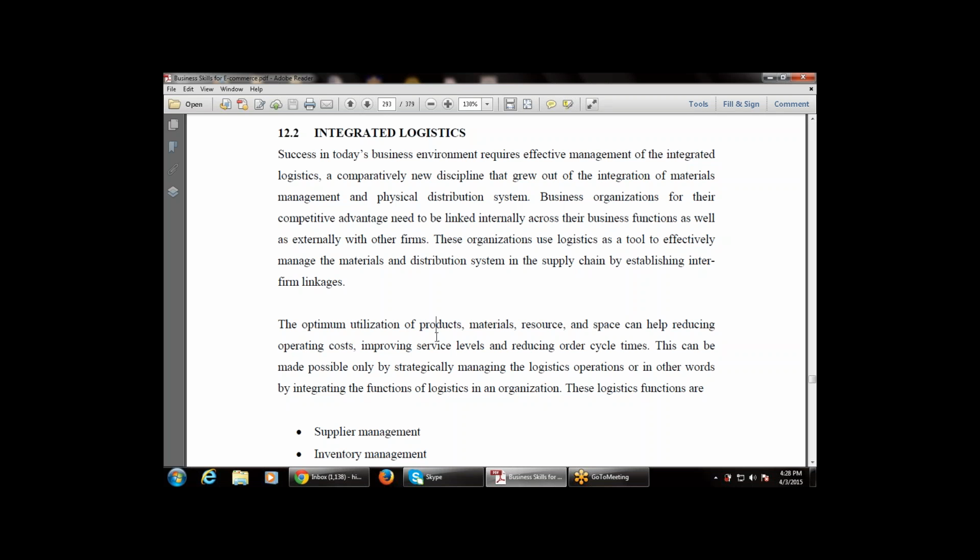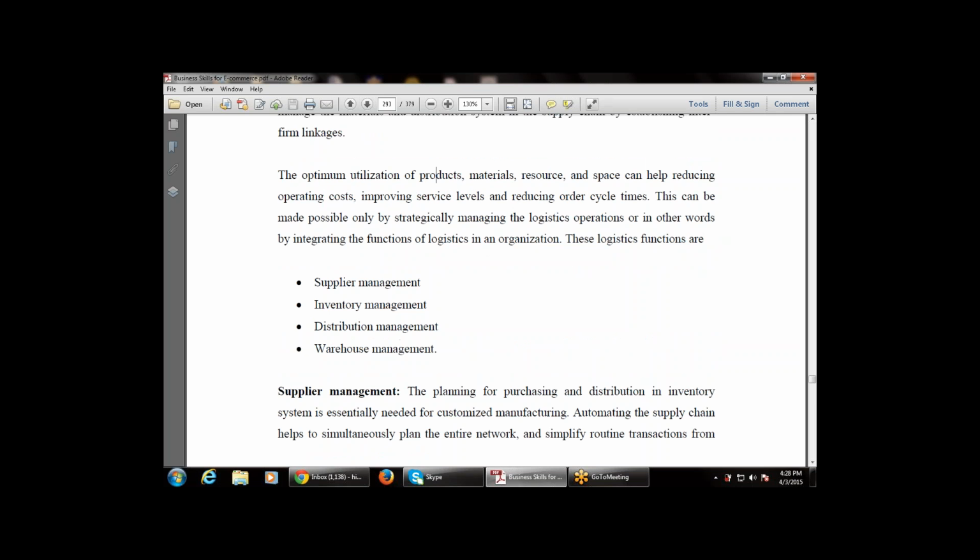Now let's see what are the logistic functions that must be taken care of, or that must be included in the organization, so as to manage the material and the distribution system. Now what are the various functions? First is supplier management. Next is inventory management. Next is distribution management. Next is warehouse management. So these four logistics functions must be included in the organization: supplier management, inventory management, distribution management and warehouse management. Let's see what these four are.